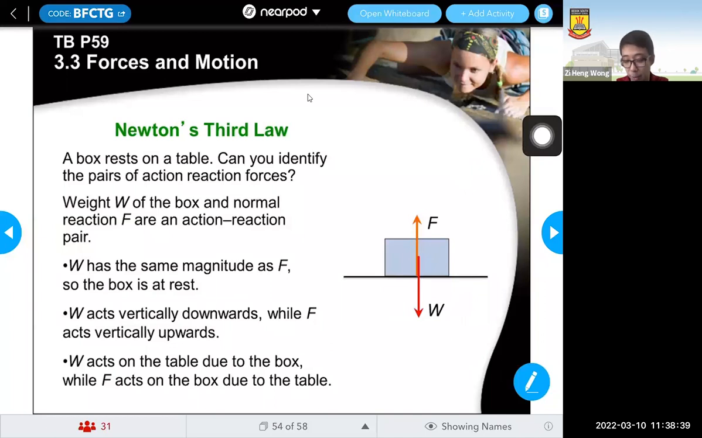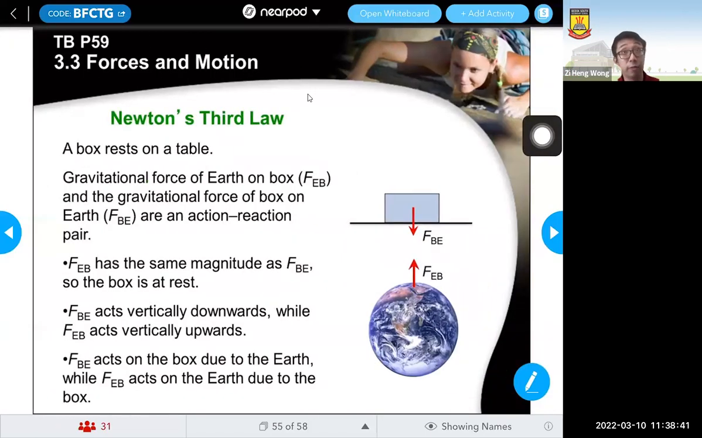So what are some examples of action-reaction pairs? One of them is, for example, the weight just now. Just now I said that the weight is the force the earth exerts on the box.